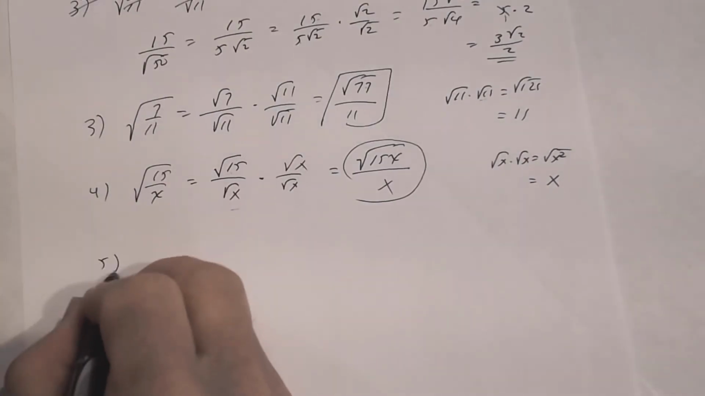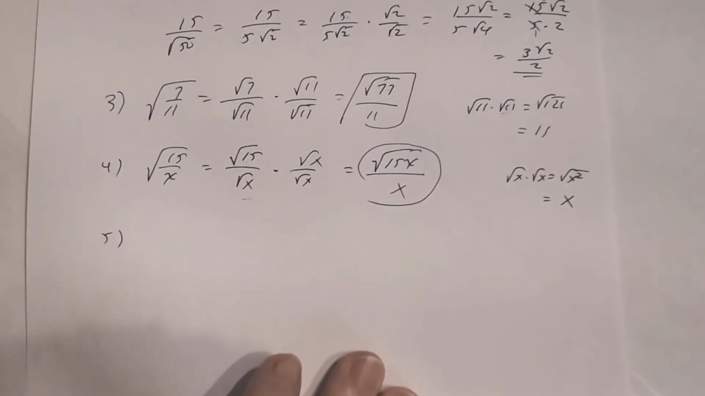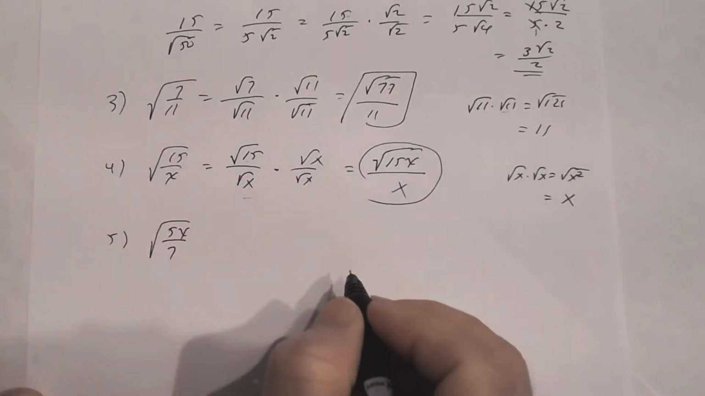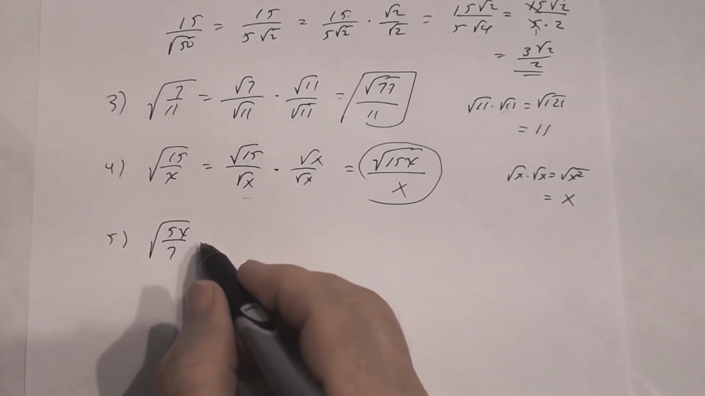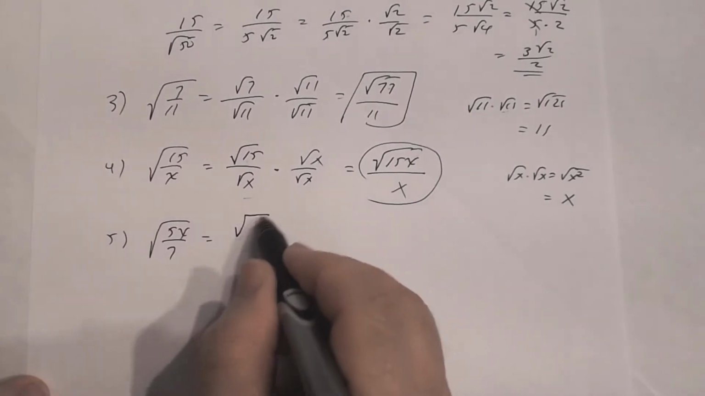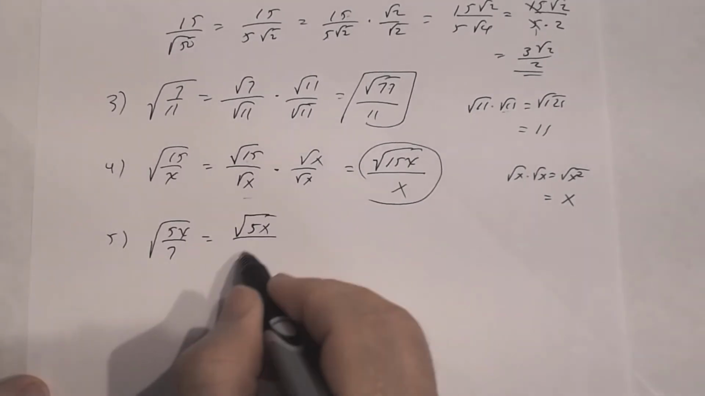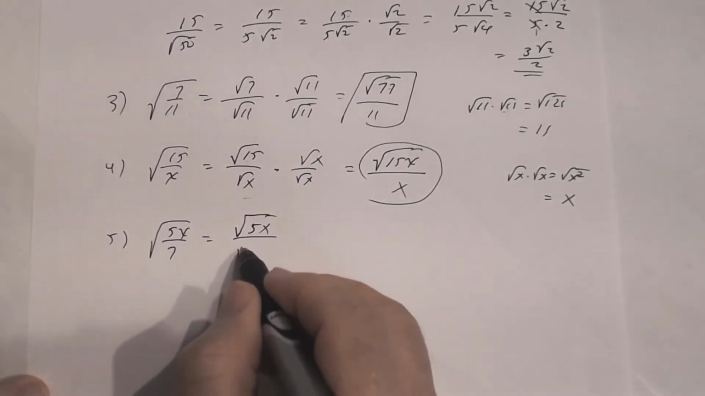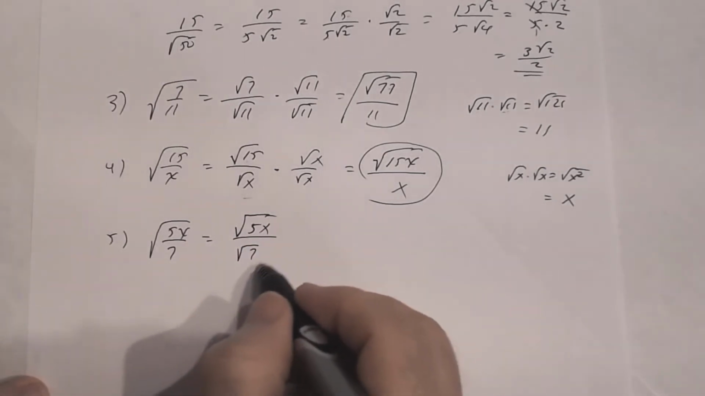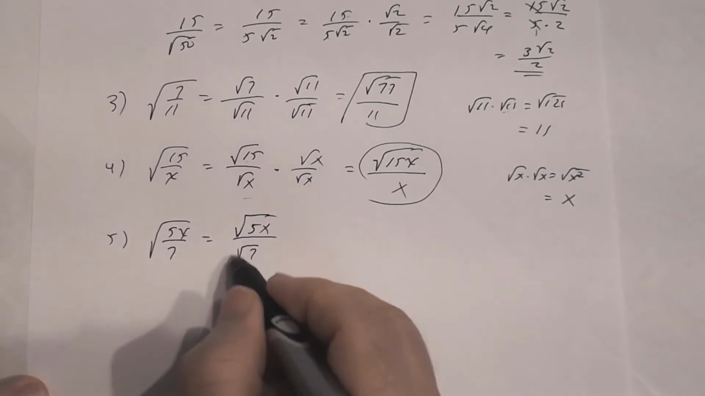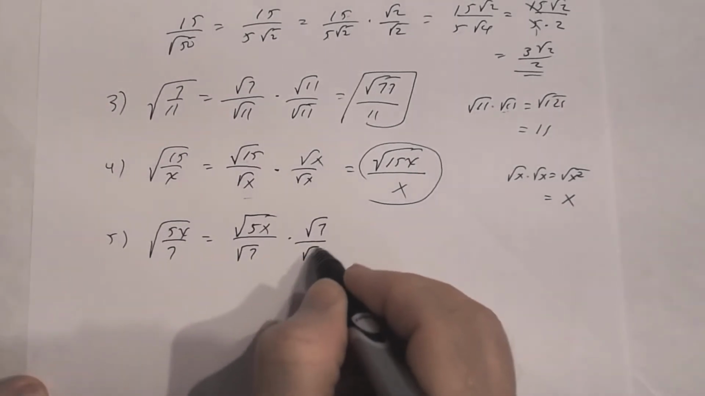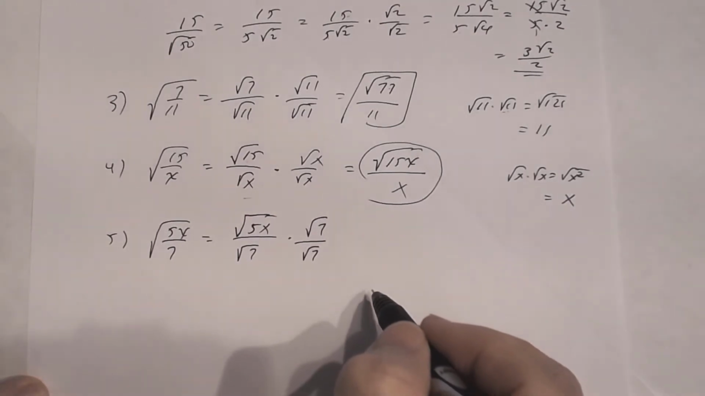Number 5, we have the square root of 5x divided by 7. Now again, using a quotient rule, I'm going to rewrite this to where I have a numerator and a specific denominator. But notice that I have a square root here, so this is irrational. And so I need to get rid of that square root. One way to get rid of the square root is to multiply numerator and denominator by that denominator.